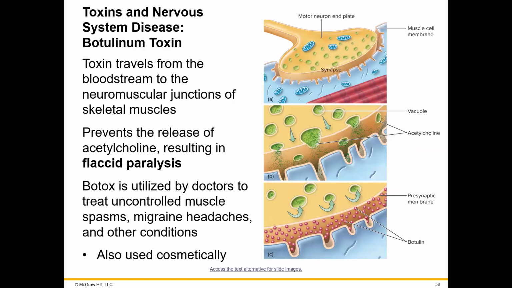The toxin here is called botulinum toxin. We know that it's used to cause flaccid paralysis. So here you can't contract. In tetanus, you can't relax. In botulism, you can't contract. What happens is the botulinum toxin blocks the release of acetylcholine between your nerves. And so we can't send the signal to contract here. And so that's how botulinum toxin works.